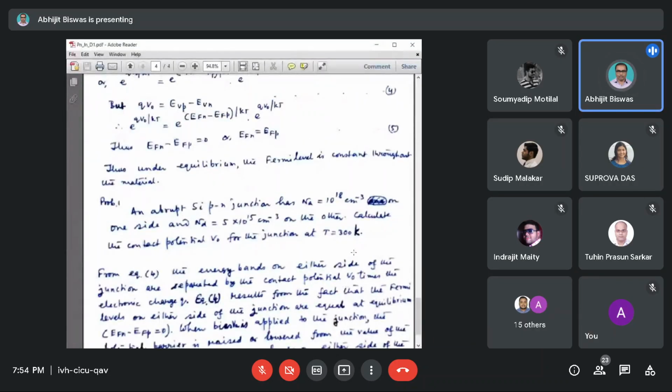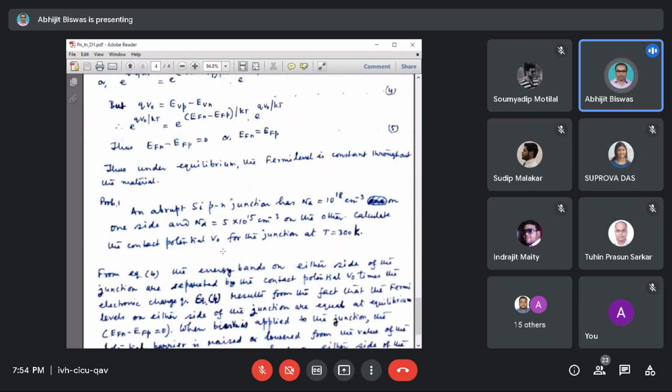So there is a problem. You can work out this problem. An abrupt silicon PN junction has Na equal to 10 to the power 18 per cc on one side, Nd equal to 5 into 10 to the power 15 per cc on the other. Calculate the contact potential for the junction at T equal to 300 degree Kelvin. That means at room temperature. You can also work out this problem at different temperatures as well.